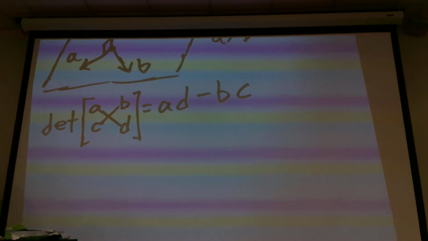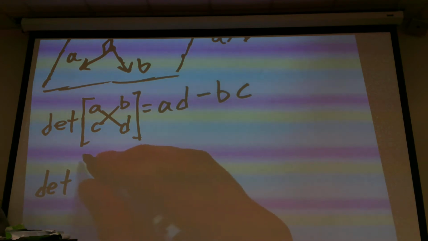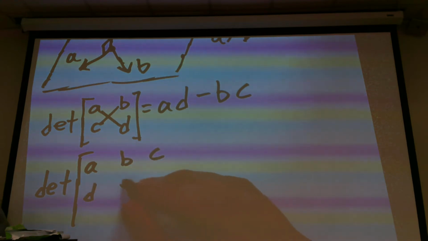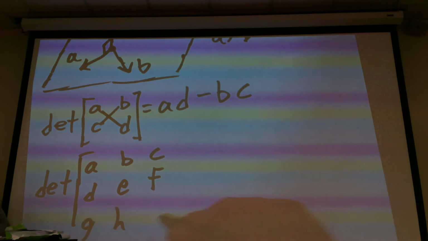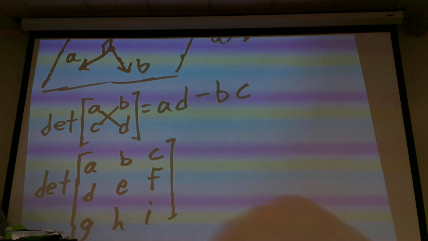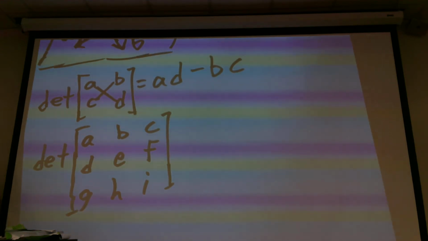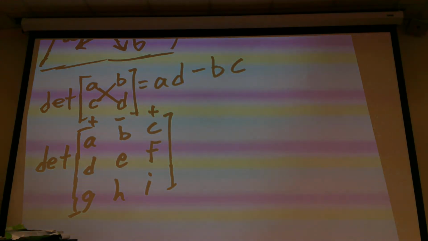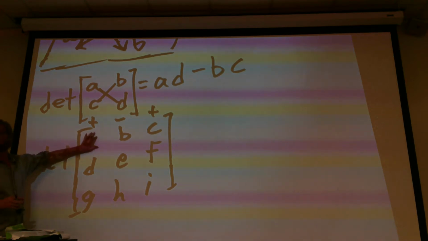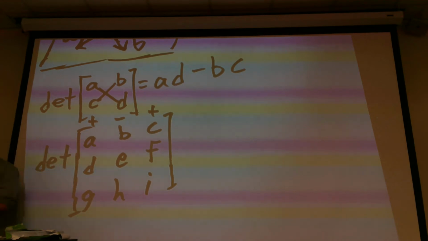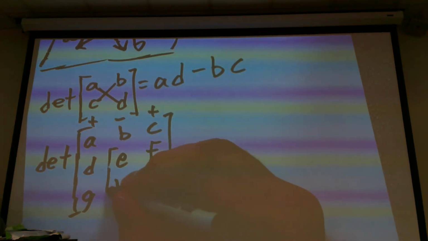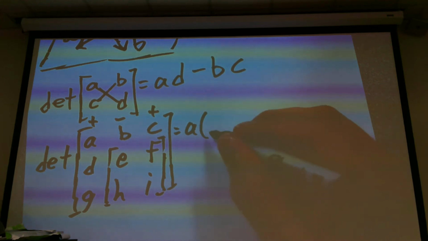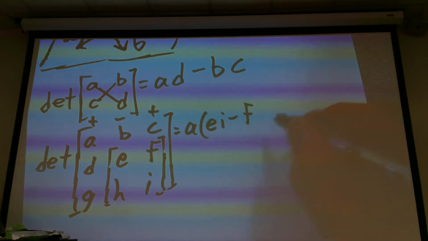So the determinant of a 3 by 3 matrix is, say, A, B, C, D, E, F, G, H, I. And I should have brought some color markers to do this. So what's going to happen? This is going to go plus, minus, plus. I'm going to take this point right here, A, and take the determinant of everything that's not associated with it. So that would equal A times E I minus F H.